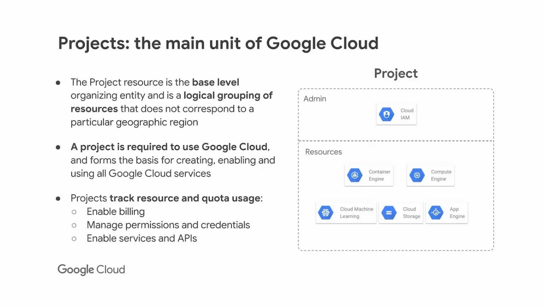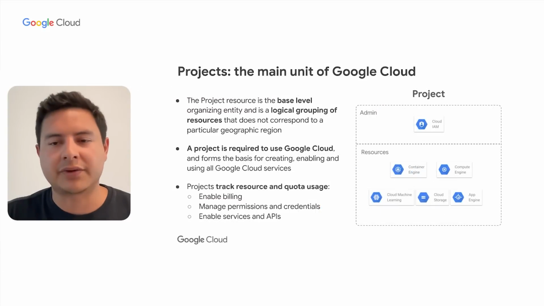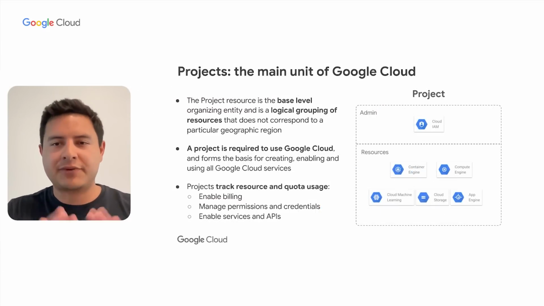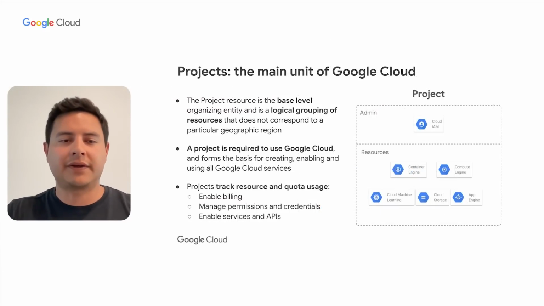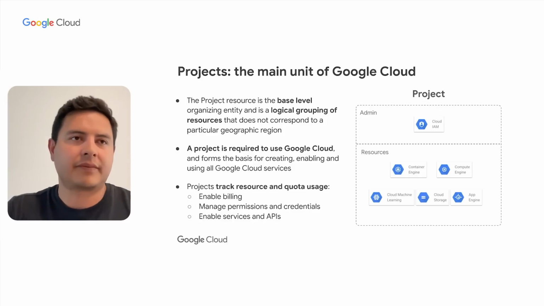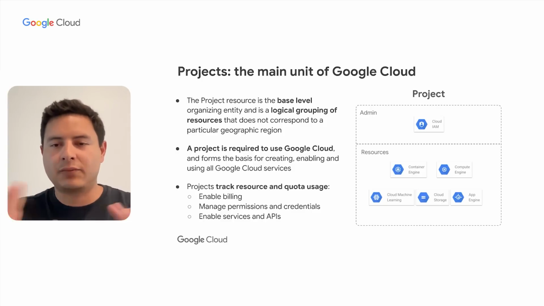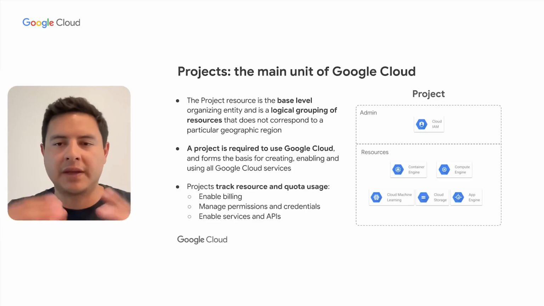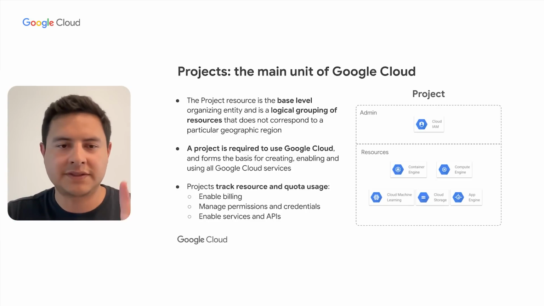Let's double click on projects, which is the main unit of Google Cloud. Again, it is the base level of organizing your entities, and it does not correspond to a particular geographic region. What that means is that whenever you deploy, let's say, a compute engine machine, that compute engine machine could live in any region. You just have this abstract project, right? Which is to hold your resources. So I could have a compute engine in US Central and have another compute engine in US East 4, right? So that way you have all your resources in one place and you enable billing into one single place.